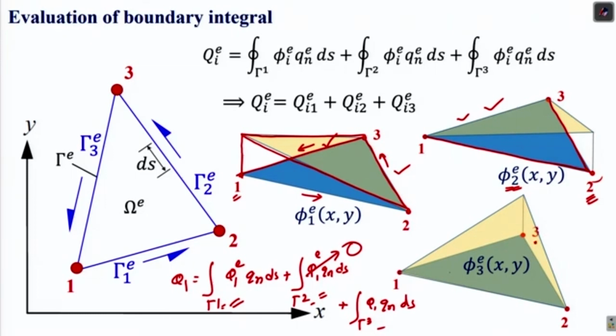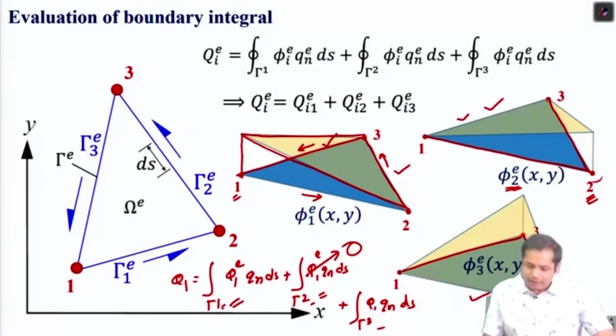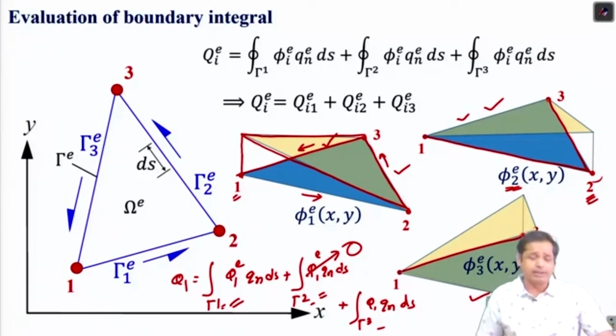Similarly, at node number 3, only this boundary and this boundary will contribute. At this boundary, phi 3 is equal to 0. Okay. Now next, so this we understand: when we integrate over the entire boundary and write this expression as the summation of integration over individual boundaries, not all the boundaries will contribute to a particular node. It all depends on how this F function varies within the element.